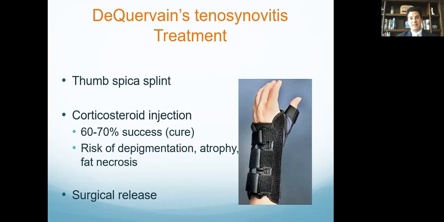And then again, we talked about the end game for these things, if things don't work, is to do a little surgery. Again, similar concepts. We're basically opening up the space for these tendons, giving them a little bit more space, so that they don't rub on that sheath.